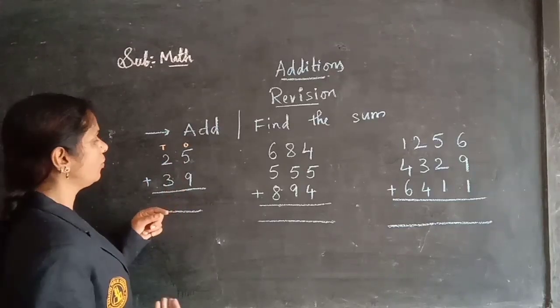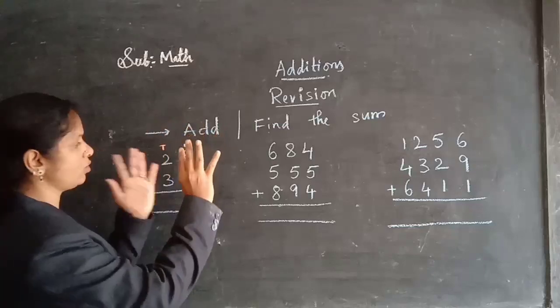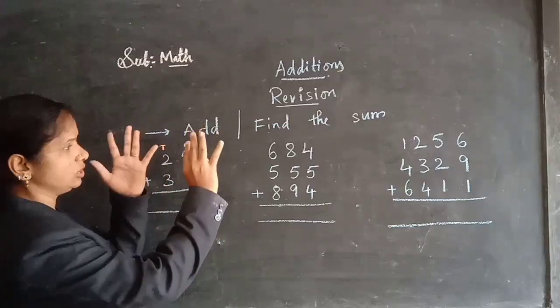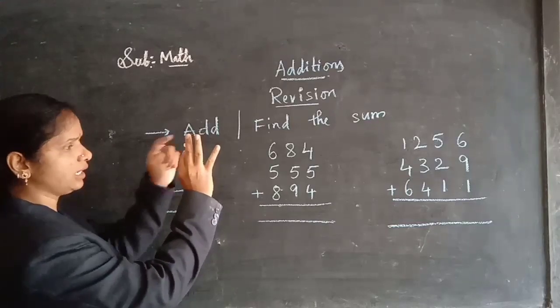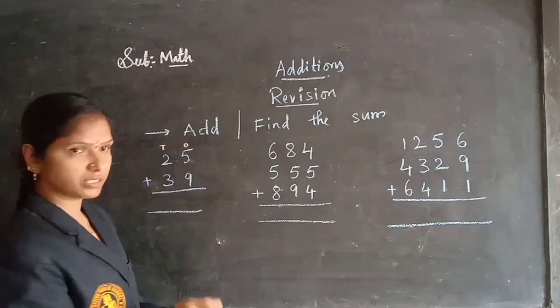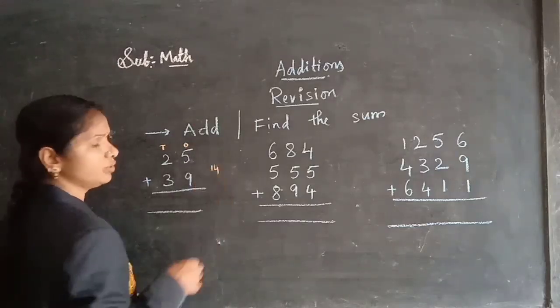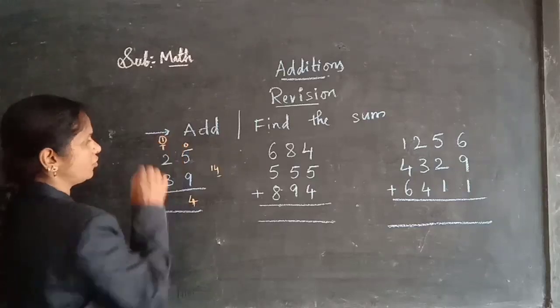See, 5 after 9 I count: 6, 7, 8, 9, 10, 11, 12, 13, 14. So when I am adding 5 and 9, children, we are getting 14. So 14 is nothing but 4 here, and 1 carry on to the next place.